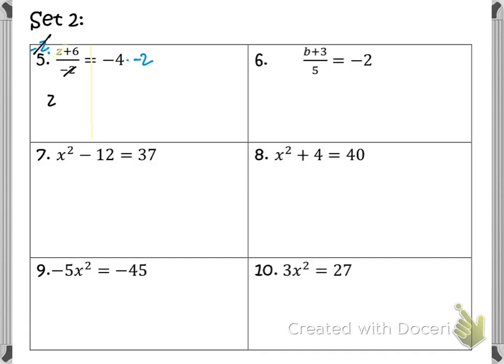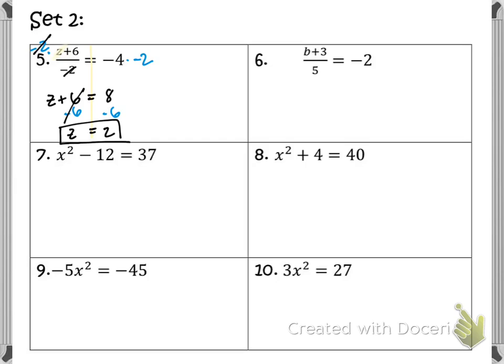So here I have z plus 6 now equals negative 4 times negative 2, which is positive 8. And now I can go ahead and subtract both sides by 6 to get z by itself. So 6's cancel, z equals 8 minus 6, which is 2. So z is 2.